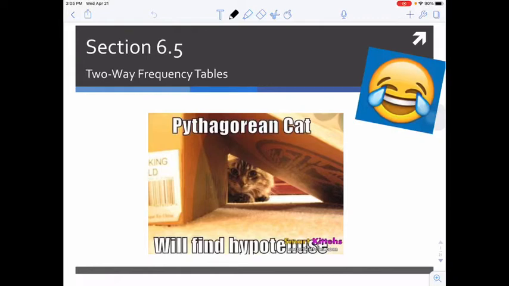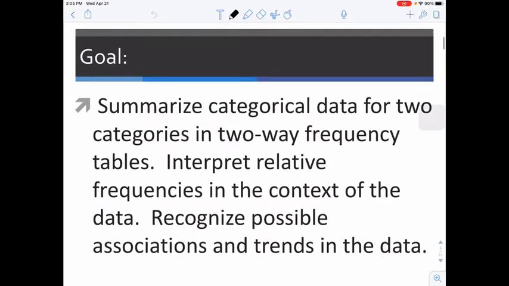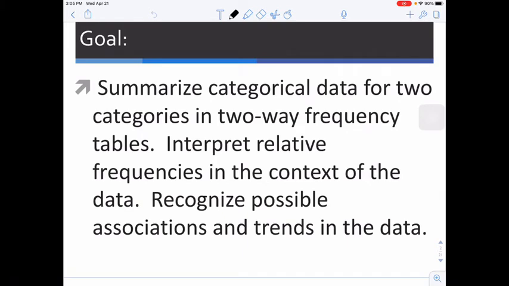Section 6.5 is two-way frequency tables. Our goal is to summarize categorical data for two categories in two-way frequency tables, interpret relative frequencies in the context of the data, and recognize possible associations and trends in the data.